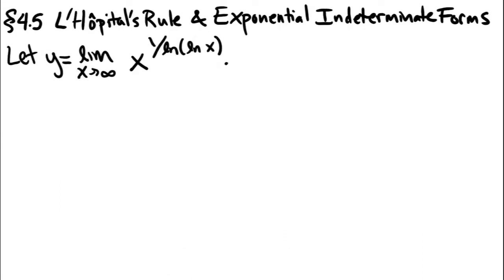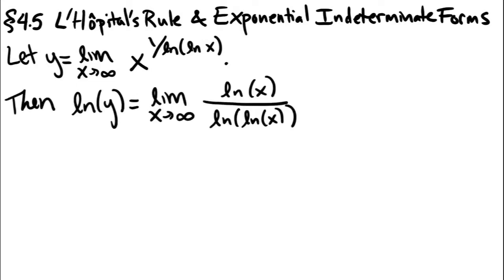Finally, we want to consider the limit of x raised to the 1 over ln of ln x. X is still going to infinity. We're still going to start with taking the natural log. And now, carefully analyzing this quotient, we see it is again of the form infinity over infinity. On the bottom, the inside ln x is going to infinity. And so we're taking the outer natural log of a bigger and bigger thing. That means that's also getting bigger and bigger and going to infinity.